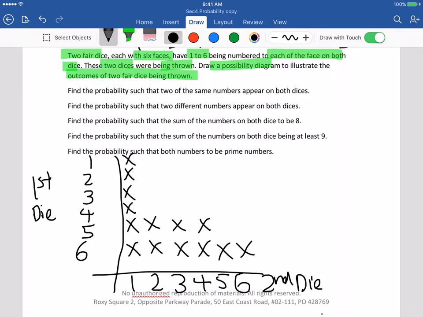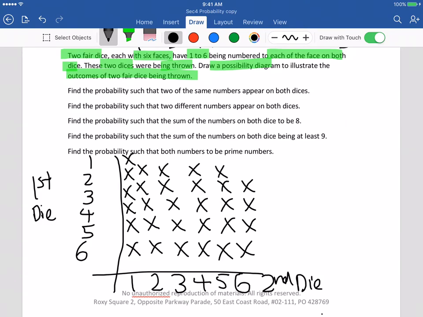Some of the diagrams you can use dots to represent the outcome, some of them can use crosses. It actually depends on you. Okay, last two rows. The last one here. Okay, so let's try the first one.